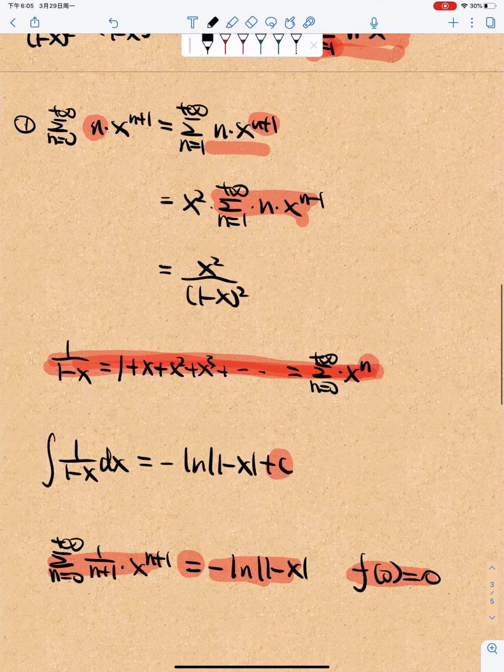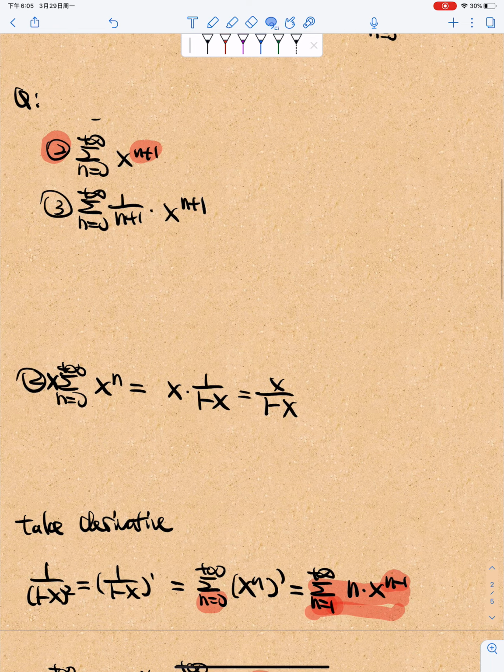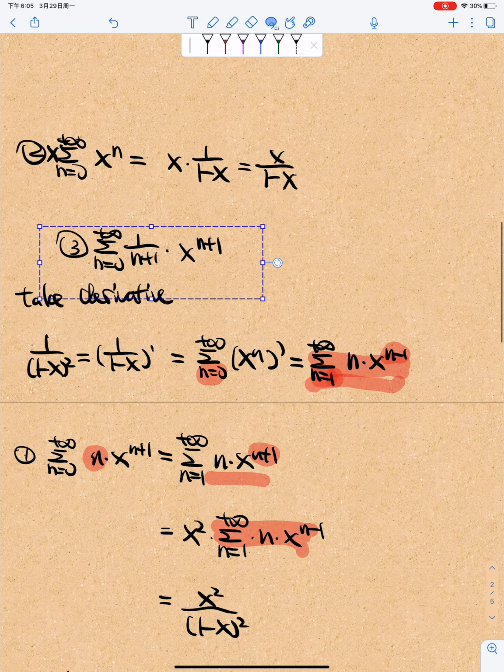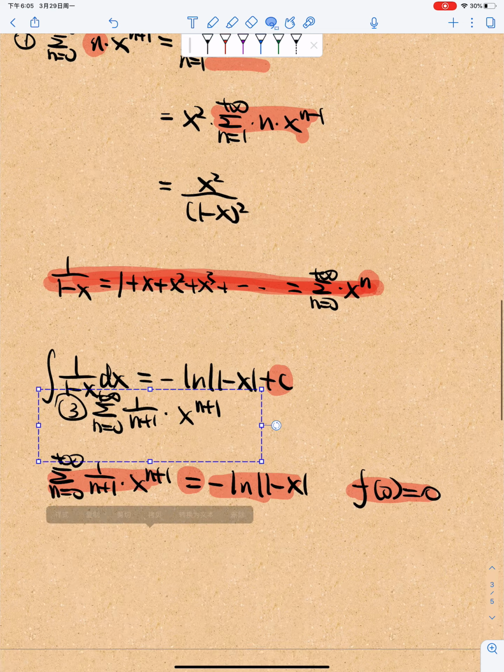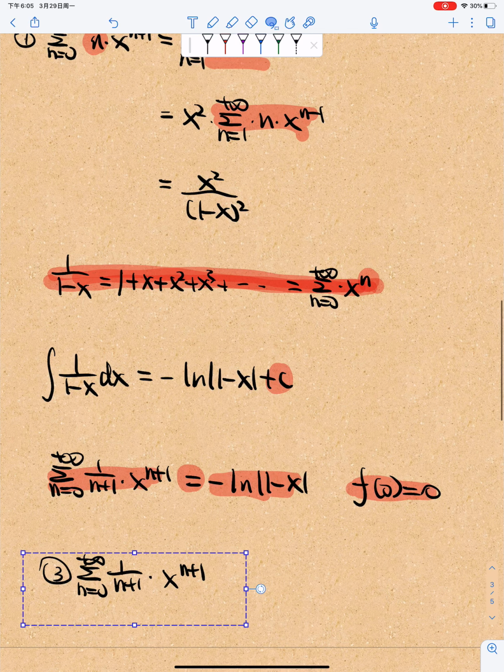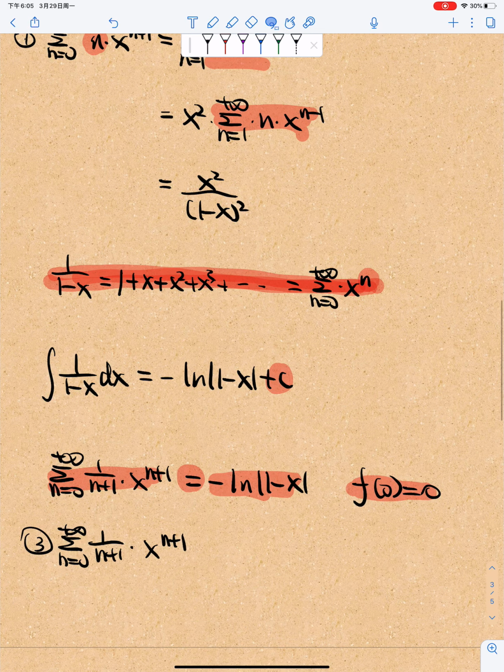And for the third part, we want to figure out what this power series is. And yeah, this is exactly what we find. This is equal to negative natural log 1 minus x.